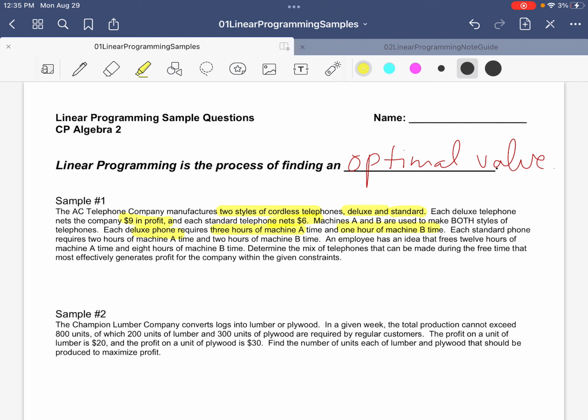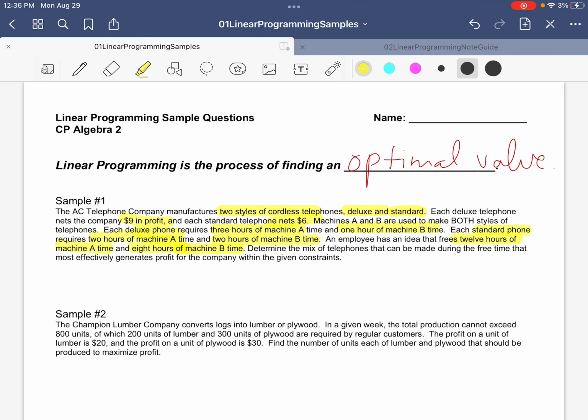And then we've got the same thing with a standard phone. Well, we've got the fact that a standard phone requires 2 hours of machine A, but also 2 hours of machine B. So it's a different sort of mix of machine time. So what we realize is that there's 12 hours available on machine A, but 8 hours on machine B.